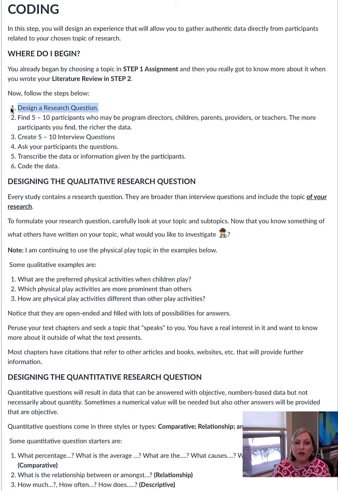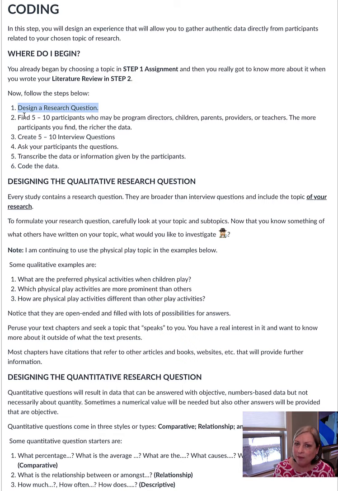Okay, so then you're going to find 5 to 10 participants who may be program directors, children, parents, providers, teachers. That's on here. The more participants you find, the richer the data. But with this caveat, you don't want too many participants, because then that's too much data to code and analyze and make assumptions about in this short semester. We don't have that many weeks left. So you don't want too many participants.